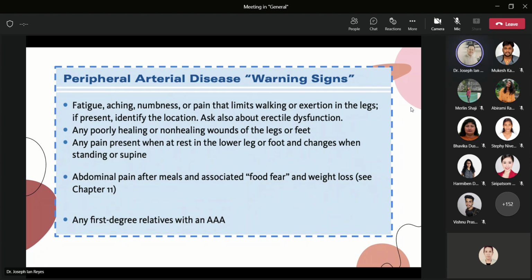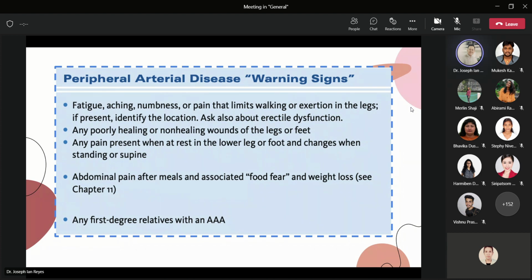If present, identify the location. Ask also about erectile dysfunction, any poorly healing or non-healing wounds of the legs or feet, then any pain present when at rest in the lower leg or foot, and changes when standing or supine. So ask your patient, if you're standing or supine, is there pain? If you're sitting down, especially if you're not moving, do you feel pain also? So you have to distinguish.